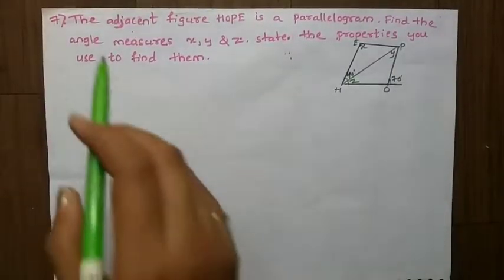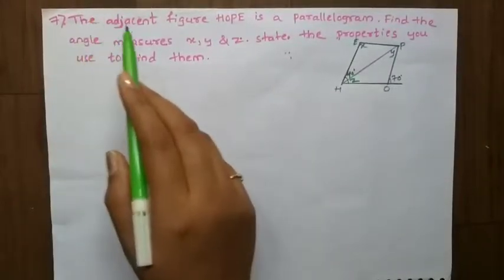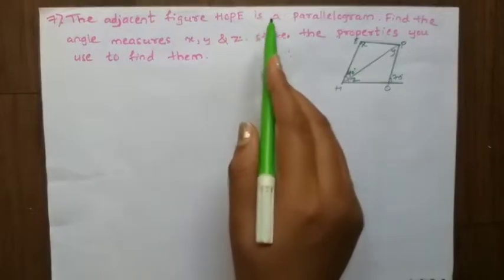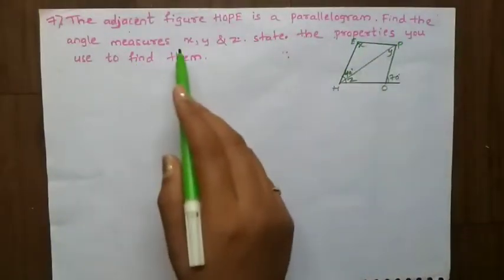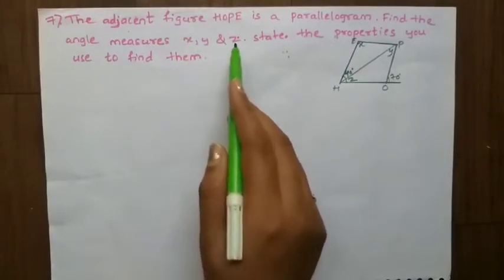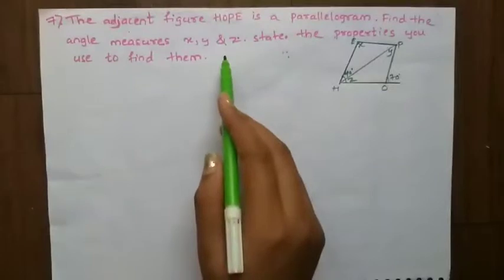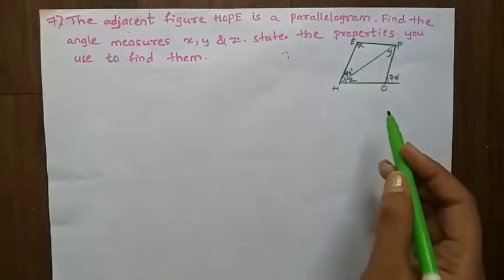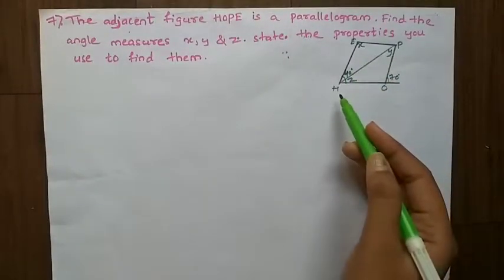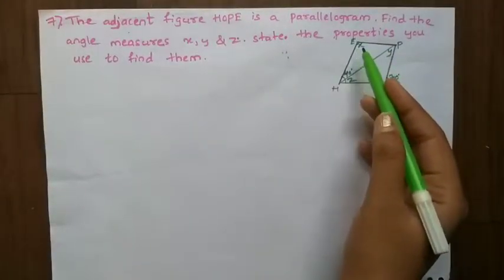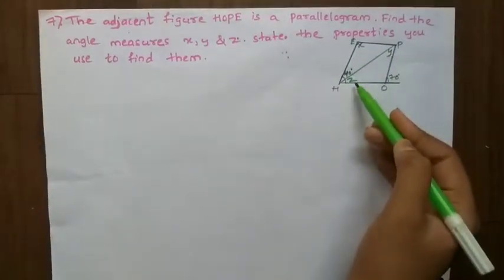So the next question is the 7th question. In the adjacent figure HOPE, HOPE is a parallelogram. Find the angle measures x, y and z. State the properties you used to find them. Here they have given a figure in the question, with the vertex names HOPE. And here we have to calculate the values x, y and z.